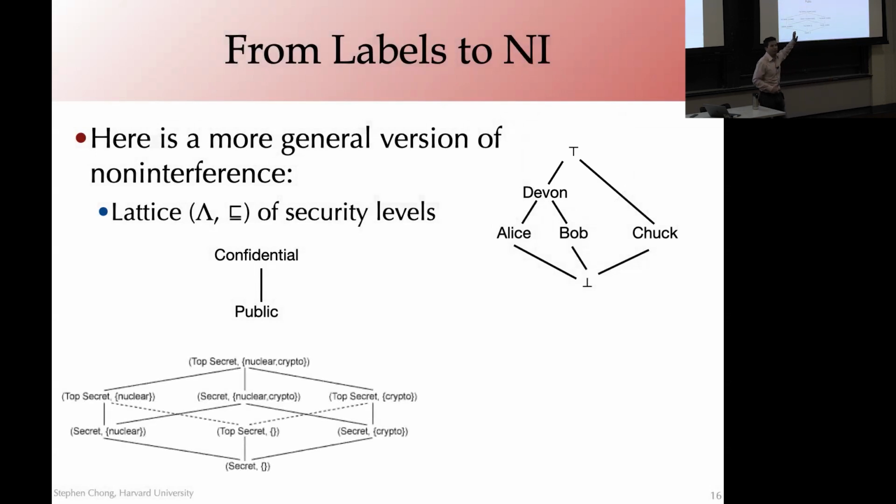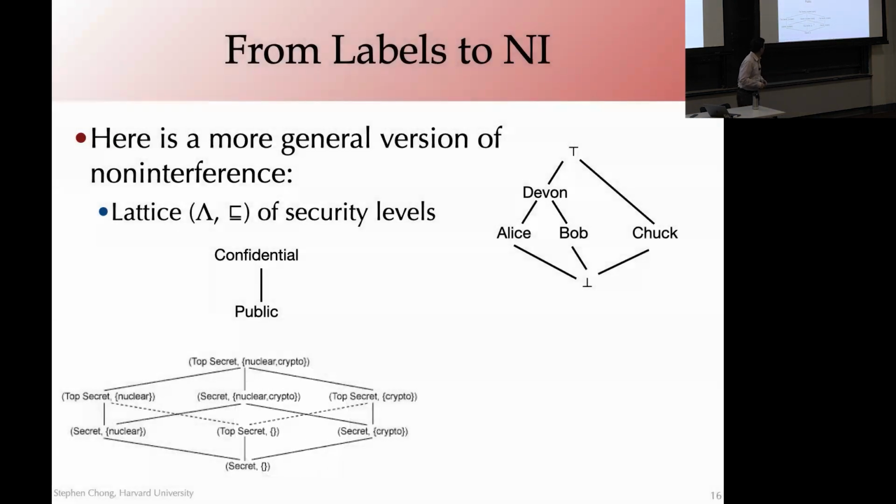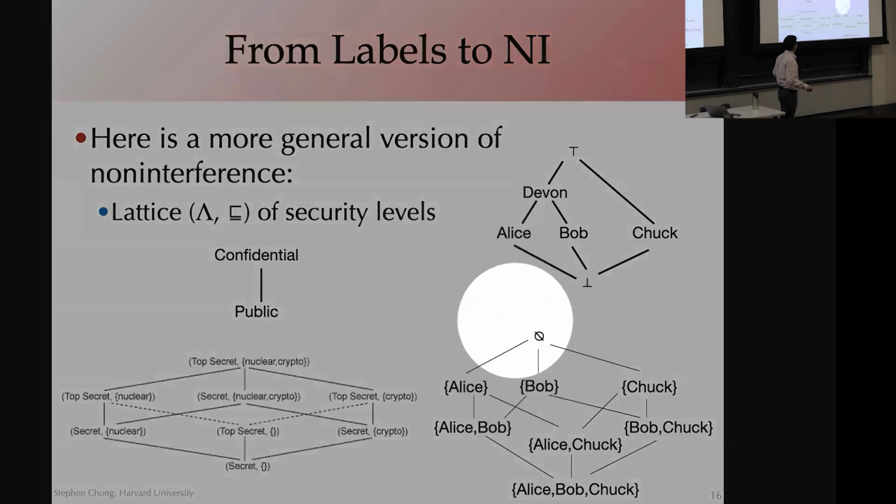Here is an example multi-level security lattice, where essentially the labels are pairs of a classification and a set of compartments, with classifications ranging from secret to top secret and two compartments, nuclear and crypto. Here is a power set of principals. Maybe this is the set of principals that are allowed to read or learn about information. So at the bottom of the lattice is the most public thing. All of the principals, Alice, Bob, and Chuck, are able to learn the information. At the top of the lattice is the empty set. None of the principals can learn the information.